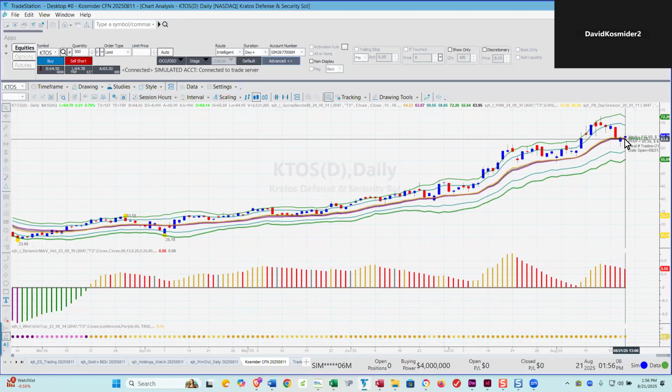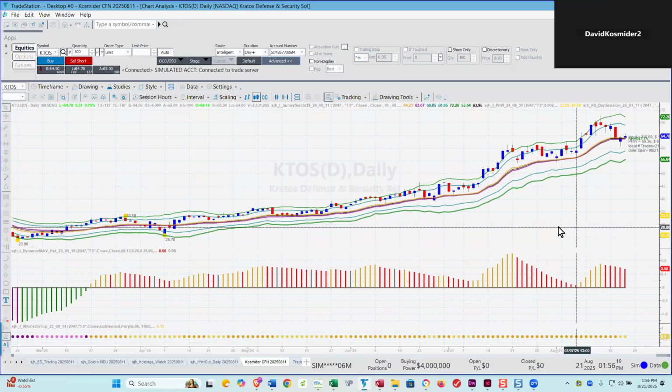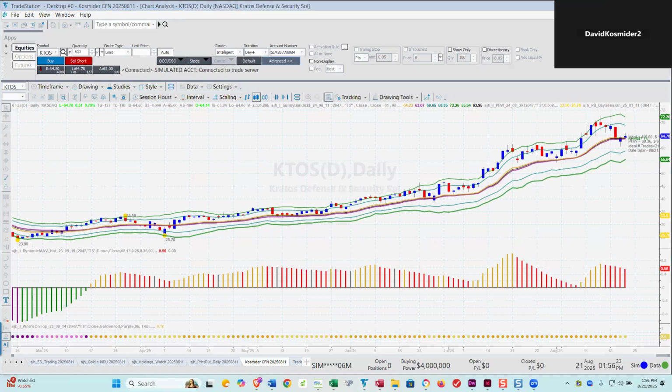So let's see. My guess on this one is that we're going up to the upper inner band, which is at 69.17. Got anything else for me? We can take two more, I think, before we're done.